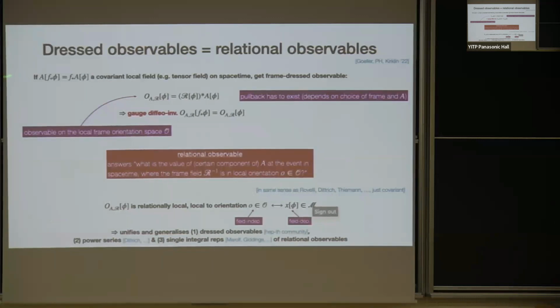But it turns out that this construction encompasses, at least to the best of our knowledge, all the previous constructions of dressed observables in generally covariant theories, and in particular also relational observables in various representations that have been developed by different communities. And in fact, it also generalizes them. To explain that carefully would take much more time, so I'm just going to throw that at you, and if you're interested, you can look at this paper.